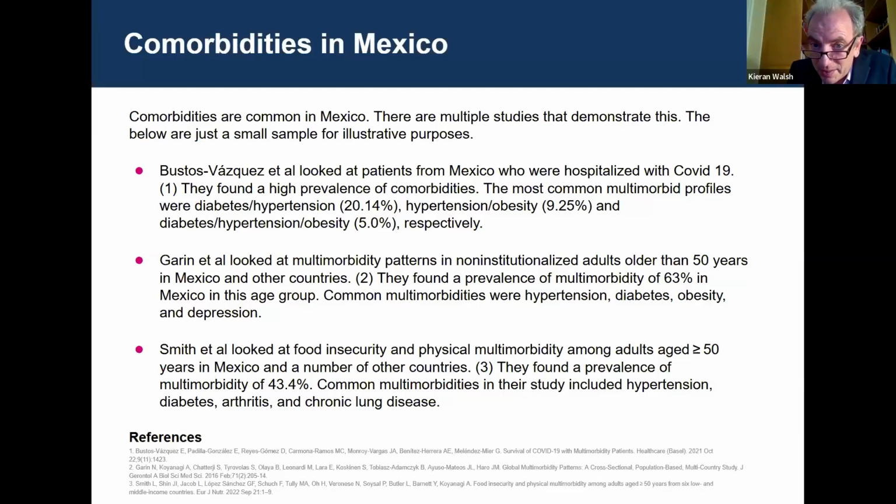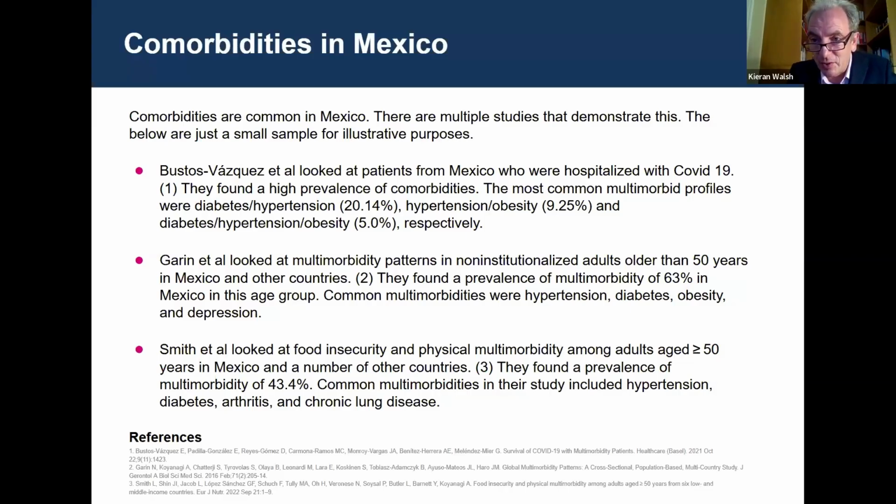Diabetes, hypertension, obesity. Garin, in the second paper, looked at multimorbidity in patients older than 50 years, a prevalence of 63%. The morbidities found: hypertension, diabetes, obesity, depression. And last, Smith et al. looked at multimorbidity in people at age 50 as well in Mexico. Prevalence of multimorbidity of 43%. The morbidities they found, once again, hypertension and diabetes, but also arthritis and chronic lung disease.